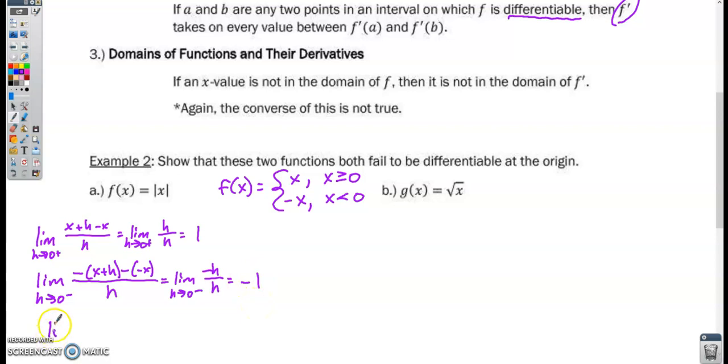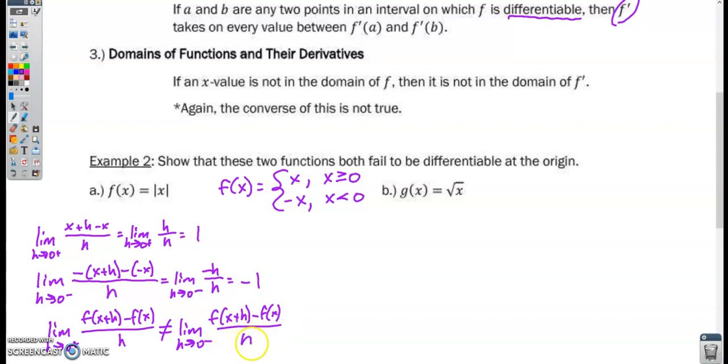Okay, so the limit as h approaches 0 from the right of f of x plus h minus f of x all over h does not equal the limit as h approaches 0 from the left of this function. Therefore, f of x is not differentiable at the origin.